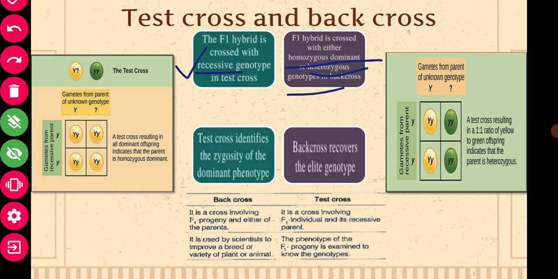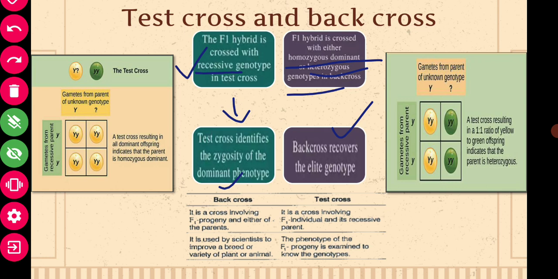What is the significance of the test cross and back cross? With the help of a test cross, we can identify the zygosity of the dominant phenotype. So whether the dominant phenotype is homozygous or heterozygous, we can assess with the help of a test cross. And back cross recovers the elite genotype. With the help of back cross, we can produce elite genotype.